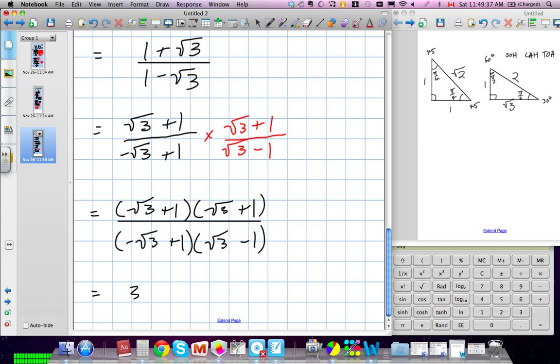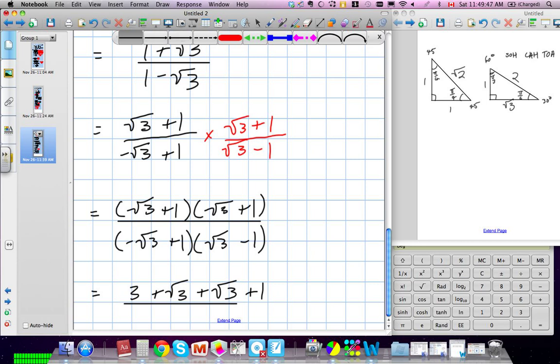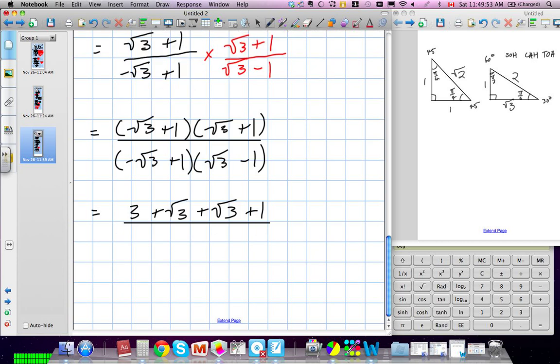So root 3 times root 3 is 3. Root 3 times 1 is root 3. Root 3 times 1 is root 3. And 1 times 1 is 1. Does that make sense? I quickly FOILed the top. Let's see if this will give us our roots or not. Negative root 3 times root 3 is... Negative root 3 plus 1 is plus root 3. Okay, I've made a mistake here. I know this won't work because when I multiply these two, I'm going to end up with positive root 3 plus root 3. Okay, so I made a mistake. I need to get rid of the roots on the bottom, so that's not going to work.